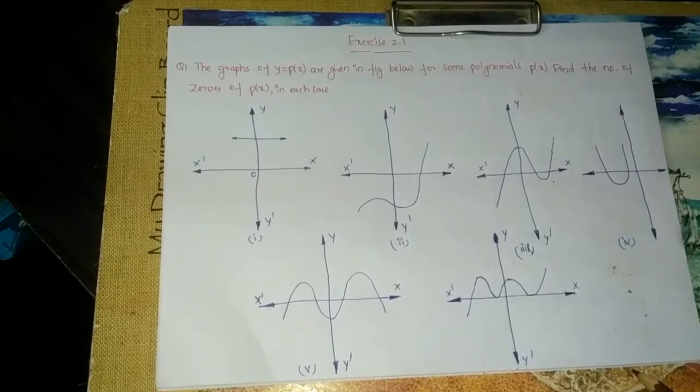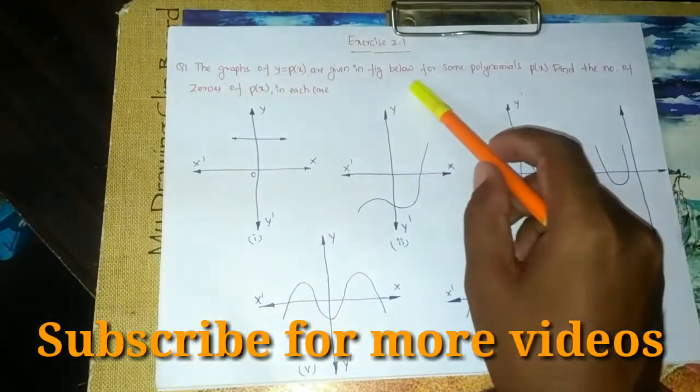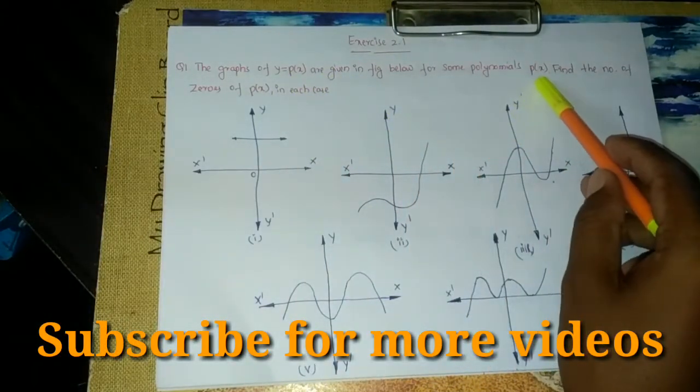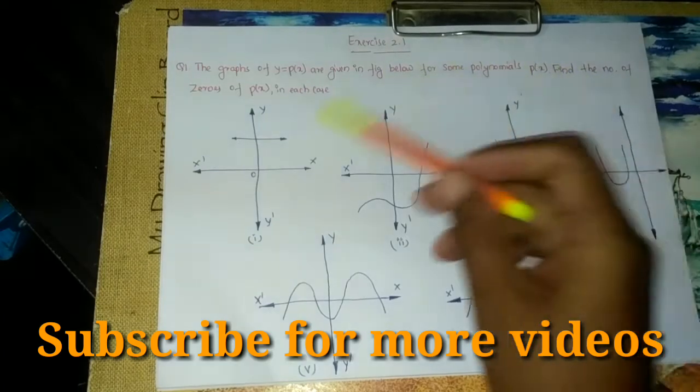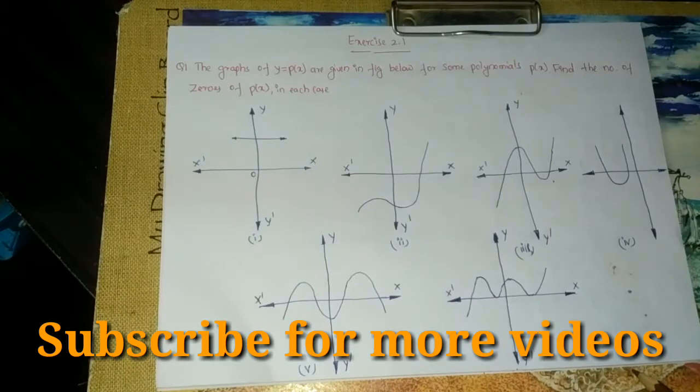In this video, we are going to solve questions of exercise 2.1 from the NCERT textbook. Question number 1. The graphs of y equals p of x are given in the figure below for some polynomials p of x. Find the number of zeros of p of x in each case. So we need to find the number of zeros for the given graphs.